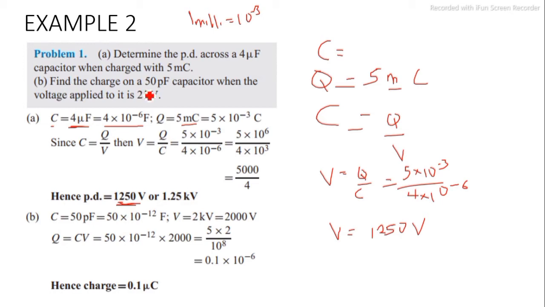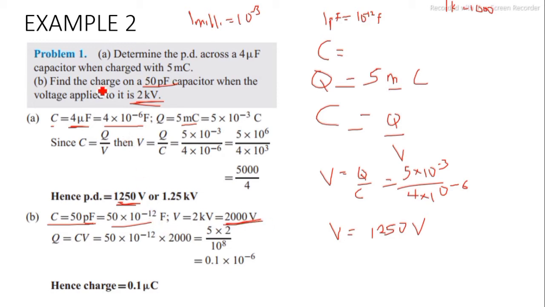Now you have to find the charge on a 5 picofarad capacitor. So this is another question. Your capacitance is 5 picofarad. I told you that 1 picofarad is 10 per minus 12 farad, so 50 picofarad gives you 50 times 10 per minus 12 farad. You are given the potential difference applied to be 2 kilovolt. That means your V is 2 kilovolt, and 1 kilo is 1000. Therefore 2 kilovolt is 2000 volts.